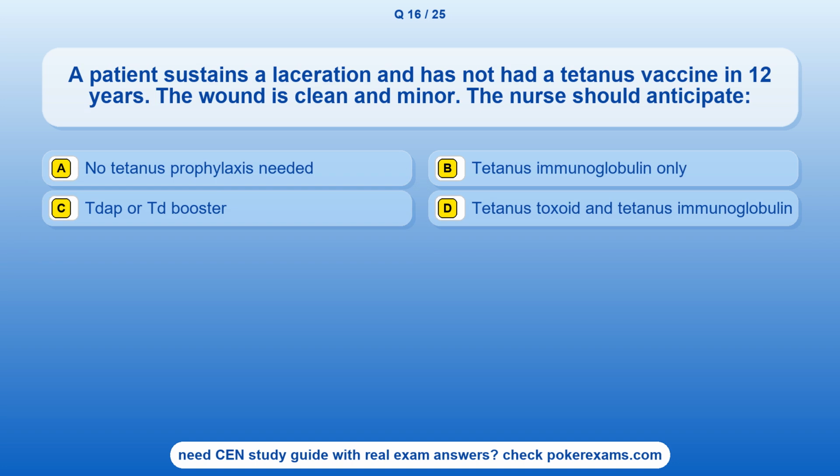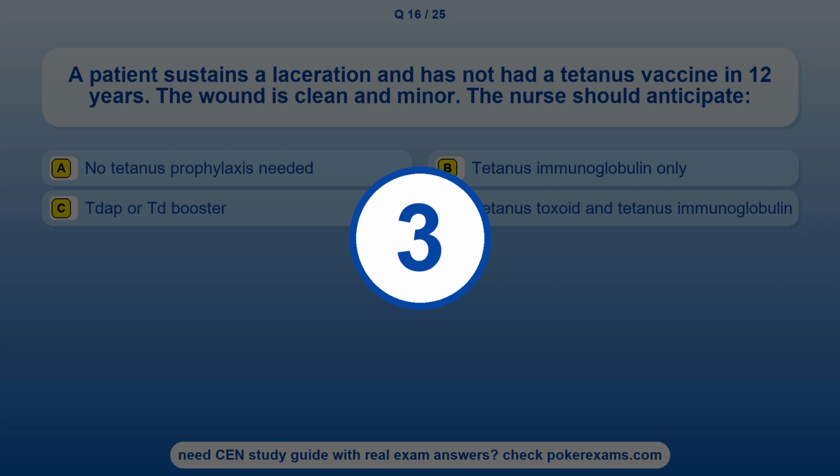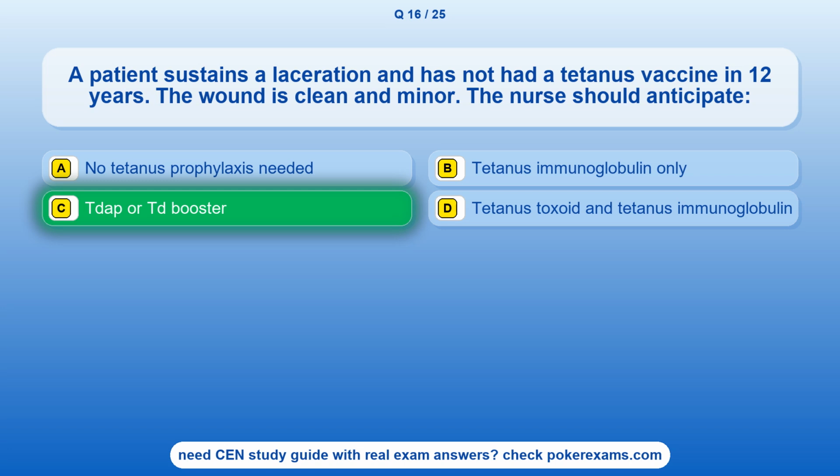Question 16. A patient sustains a laceration and has not had a tetanus vaccine in 12 years. The wound is clean and minor. The nurse should anticipate Option A, no tetanus prophylaxis needed. Option B, a tetanus immunoglobulin only. Option C, Tdap or Td booster. Option D, a tetanus toxoid and tetanus immunoglobulin. The correct answer is option C, Tdap or Td booster.